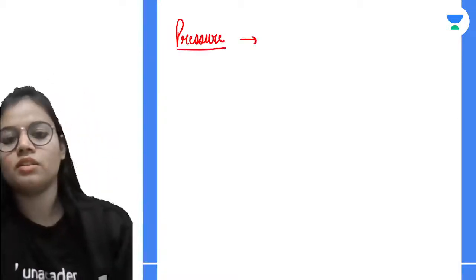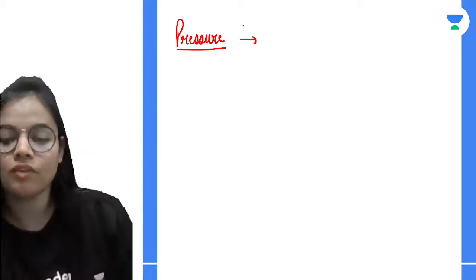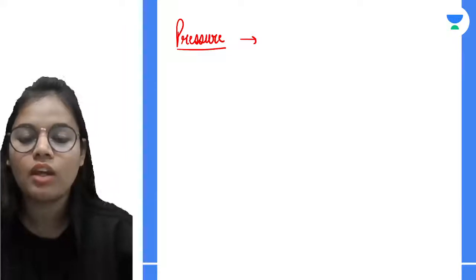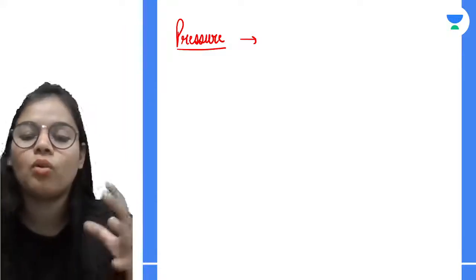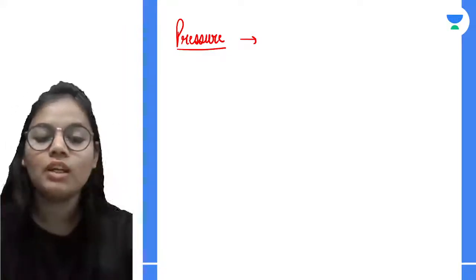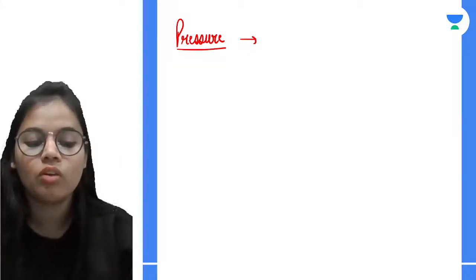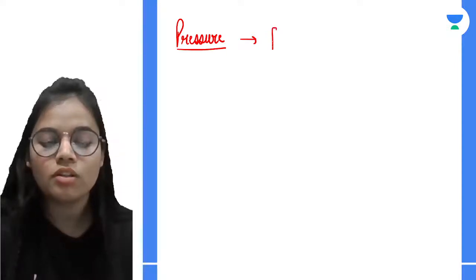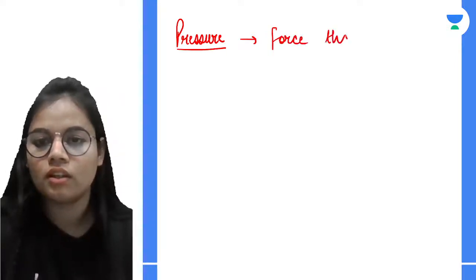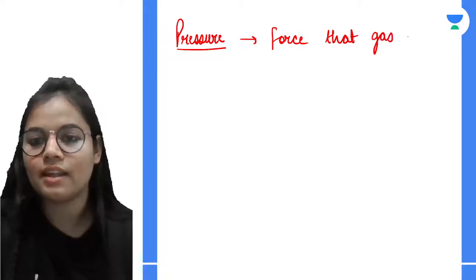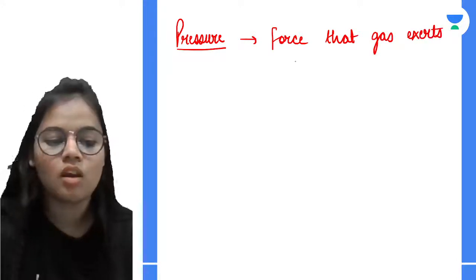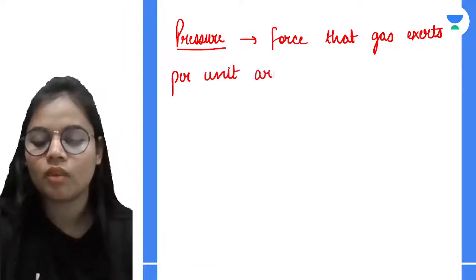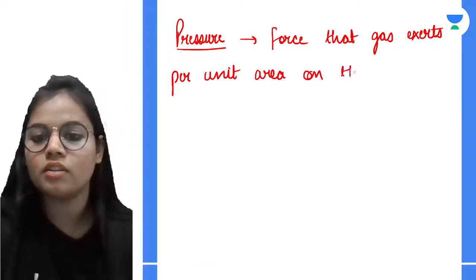Now what is pressure? See, the molecules of the gas are in constant random motion. Because of this motion, they collide with each other, and they collide with the walls of the container. So what is the pressure? It is the force that gas exerts per unit area on the walls of the container.